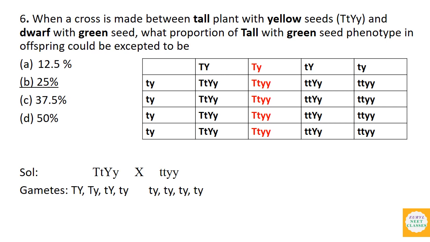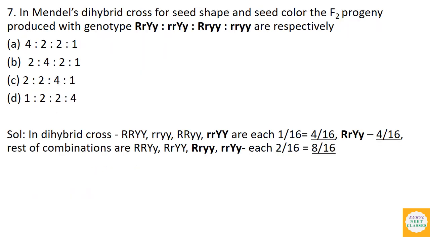Got it? So this is how we have to solve this one. So we move to the next question. The 7th one: In Mendel's dihybrid cross for seed shape and seed color, the F2 progeny produced with the genotypes RrYy, rrYy, RrYY, rryy, and so on are respectively in what ratio.